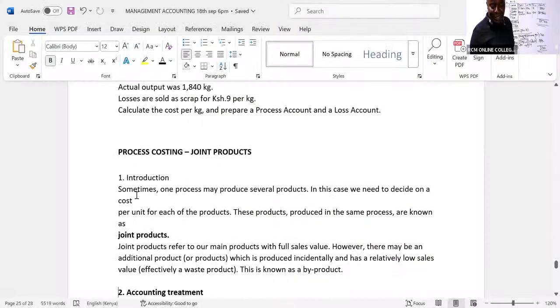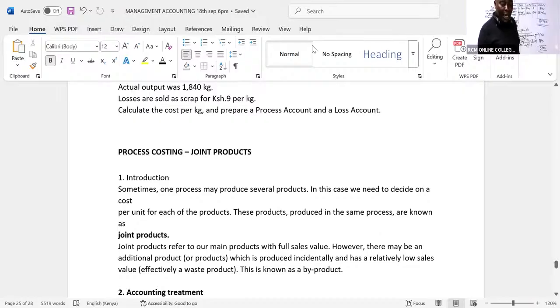I'm pushing this syllabus in a very excellent way. Process costing, joint products. After joint products, this week, we shall be able to finish with closing work in progress and opening work in progress. So ladies and gentlemen, what are joint products?